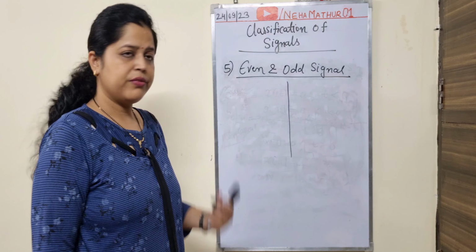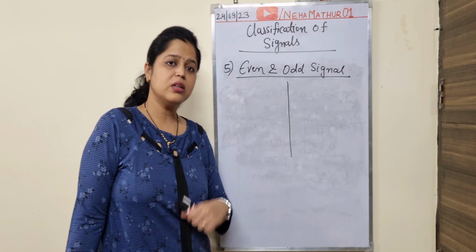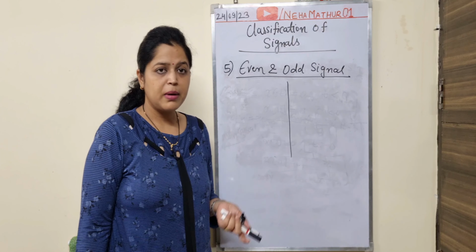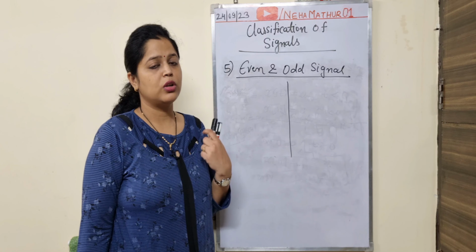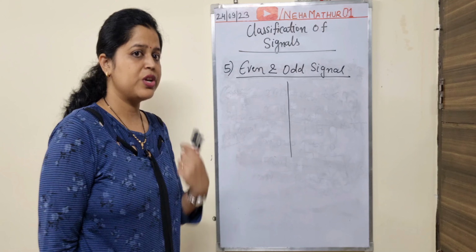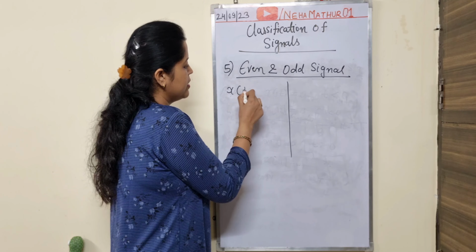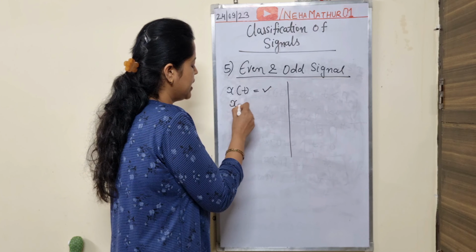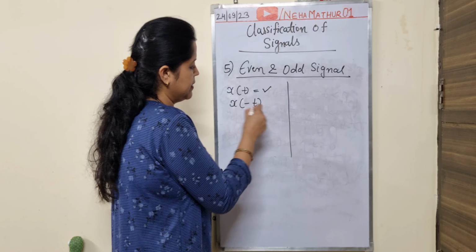Okay, so whether a signal is even or odd, you will have to determine that categorization on the basis of one simple calculation. x(t) is given to you, x(t) means a simple signal, and you will have to calculate x(-t), which means in your given signal you will have to replace t with -t. Now you have two signals. The first signal is x(t), which will be given to you, and the second, you will have to find x(-t).